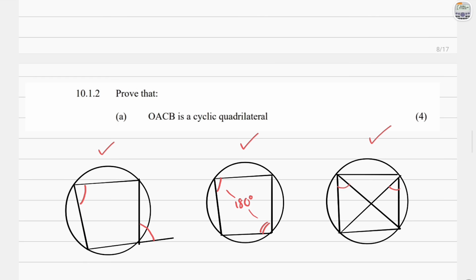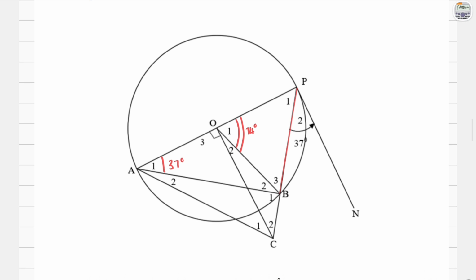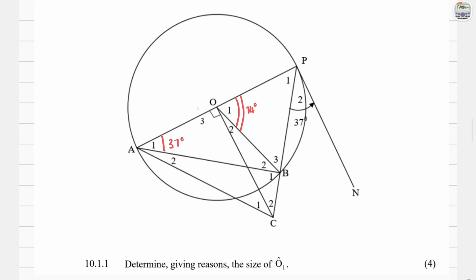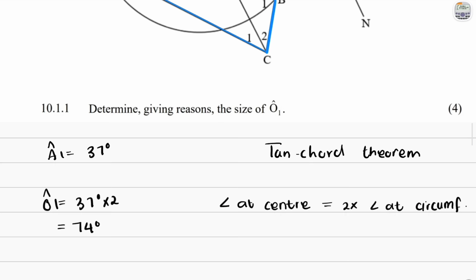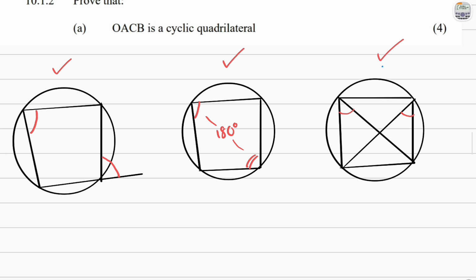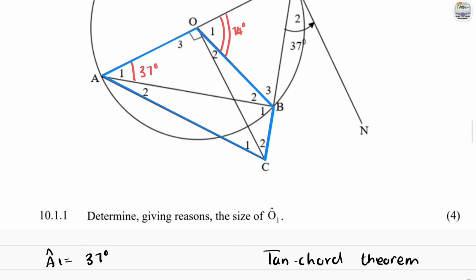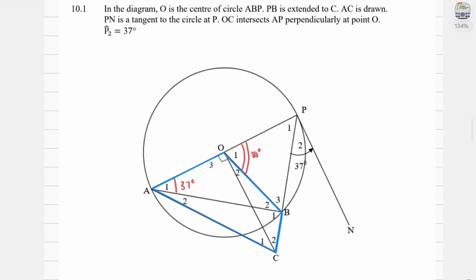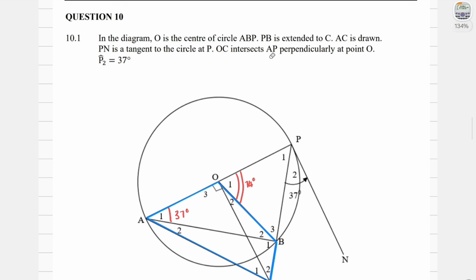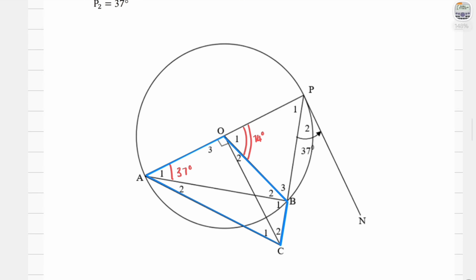So let's look at the shape they're referring to, OACB, and see what we can use there. So OACB, let me highlight that. Okay, so this is the shape. And straight away, just because of the way the lines are going across, you see that it will probably be easier to go with this one. Okay, so we'll just go for this one, and let's see how we can prove this. I'm just going to go straight for this, just because we were already told that OC intersects AP perpendicularly at point O.